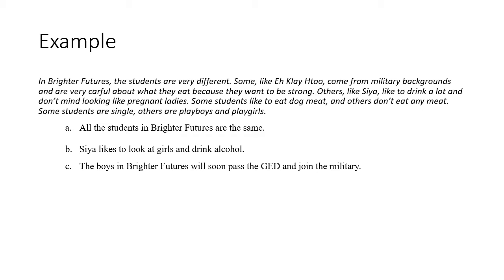You also need to remember to use the idea from the passage, not your own ideas. Let's have a look at an example. In Brighter Futures, the students are very different. Some, like Ekletu, come from military backgrounds and are very careful about what they eat because they want to be strong. Others, like Sia, like to drink a lot and don't mind looking like pregnant ladies. Some students like to eat dog meat and others don't eat any meat. Some students are single, others are playboys and playgirls.